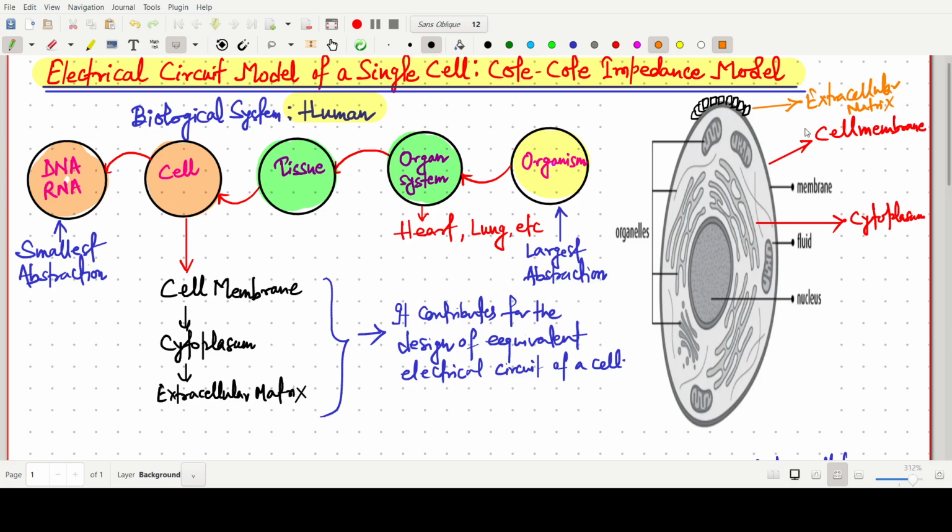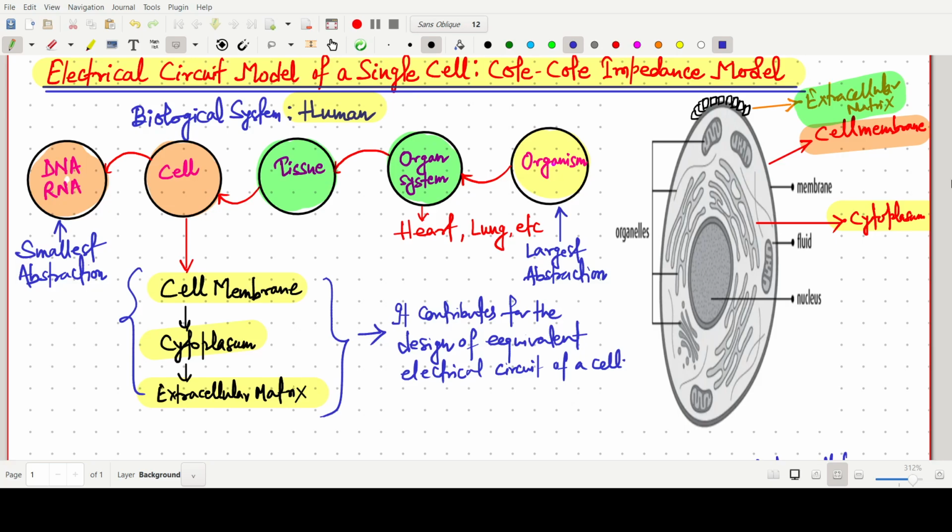So basically, so many things are there inside. We are not going to cover all these things. The primary thing is this extracellular matrix, I am highlighting. We have to focus on the extracellular matrix, then the cell membrane, and then the cytoplasm. Three things we have to focus on. Again: cell membrane, cytoplasm, and the extracellular matrix. These three things will contribute to the fundamental electrical circuit.